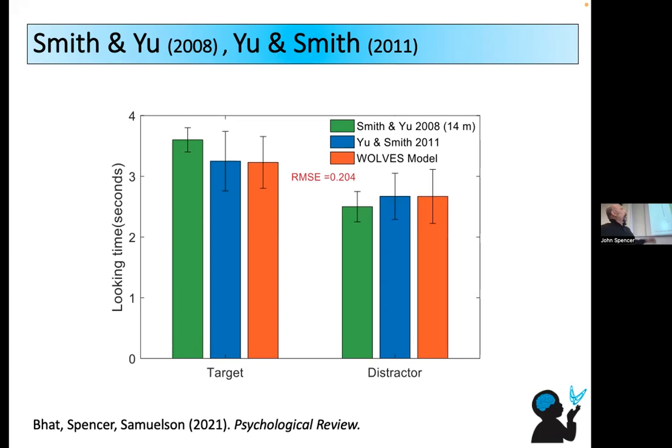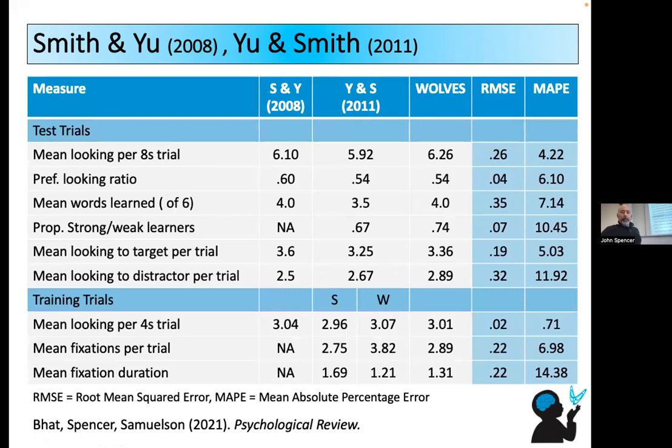And you can see in terms of looking behavior, the model does a nice job of capturing infants' performance. Infants tend to look at the target more than the distractor. So when you say BOSA, they get their eyes to the BOSA and have longer looking to the BOSA, suggesting that they learned what BOSA means. Wolves mimics that performance pretty well. But we were particularly interested in the fixation data. Why is it the case that infants who learn better show fewer, longer fixations?